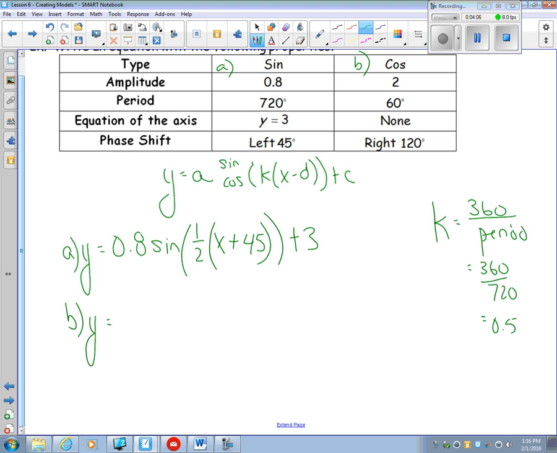Y equals 2 cos k. I'm going to do that over to the side here. K equals 360 divided by the period. The period is 60, which gives me 6.